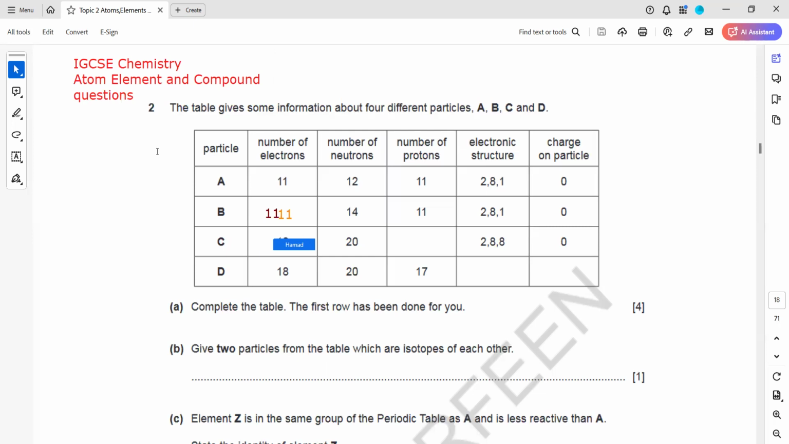So the first one is neutral, so the number of protons and electrons should be the same. That's right. What about the number of protons here? This is also neutral, so it should be the same.